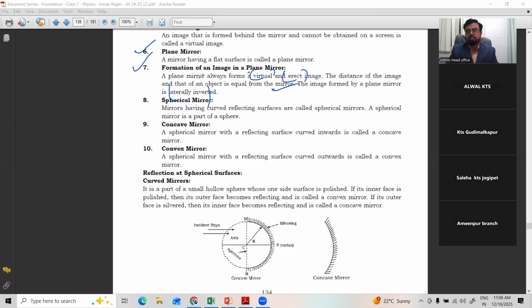But one change is that it is laterally inverted. Means when you raise your right hand in front of the mirror, it looks like left. Left hand looks like right. That property is called laterally inverted. That is a special property of the plane mirror.